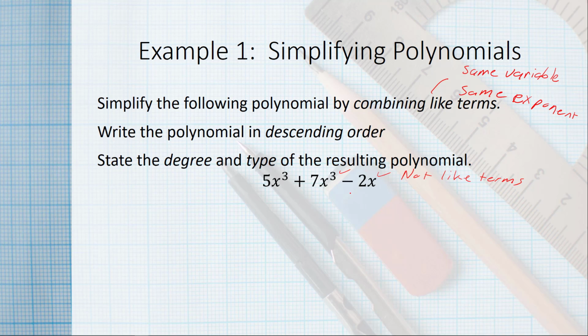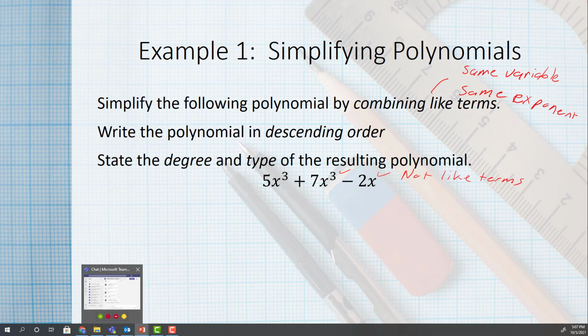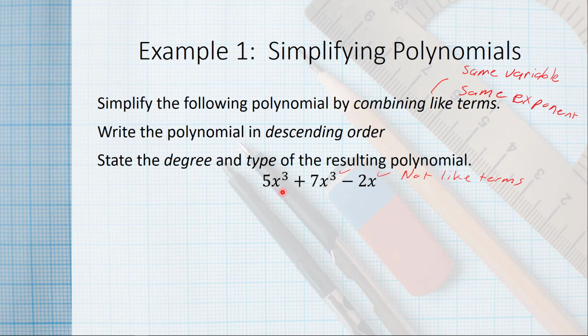Even though they have the same variable, the variable in 7x cubed is raised to the third power, and here this is just raised to the first power. So since they have different exponents, they cannot be like terms. On the other hand, the 5x cubed and the 7x cubed are like terms.